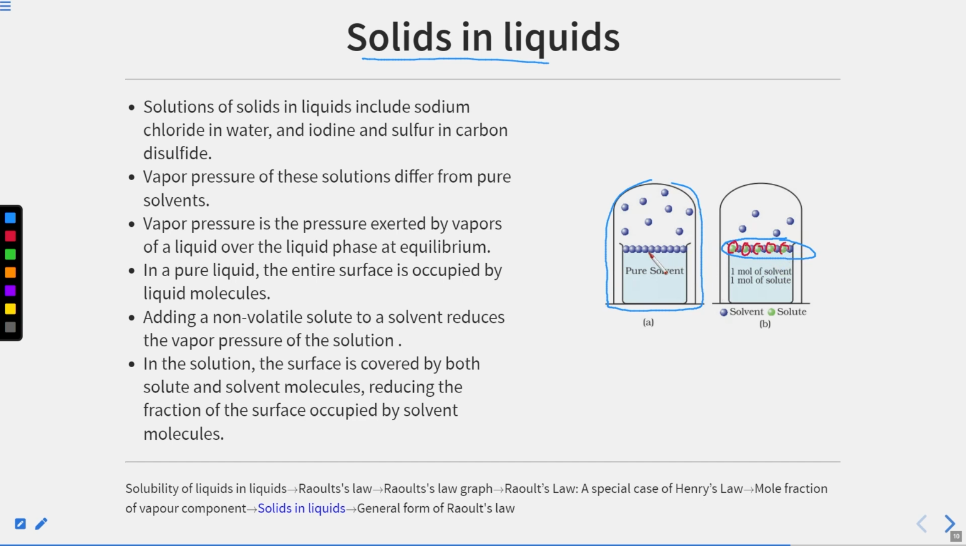Now the number of gaseous particles has also been put down. Why is it so? Because adding a non-volatile solute reduces the vapor pressure of the solution. How? By increasing the number of components on the surface. So now the vapor pressure exerted on this surface, or you can say on this interface, is less. Why? Because we have introduced non-volatile solid particles.